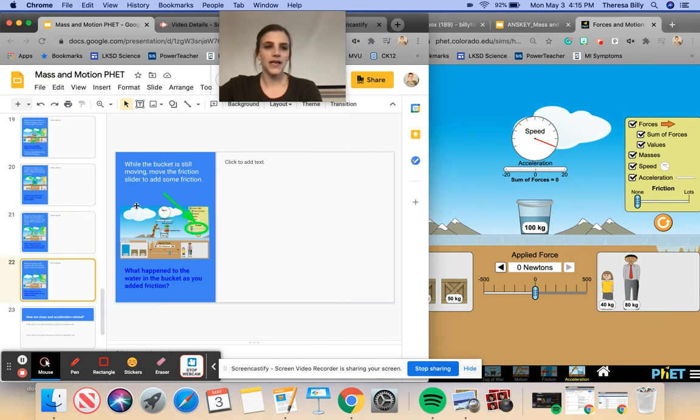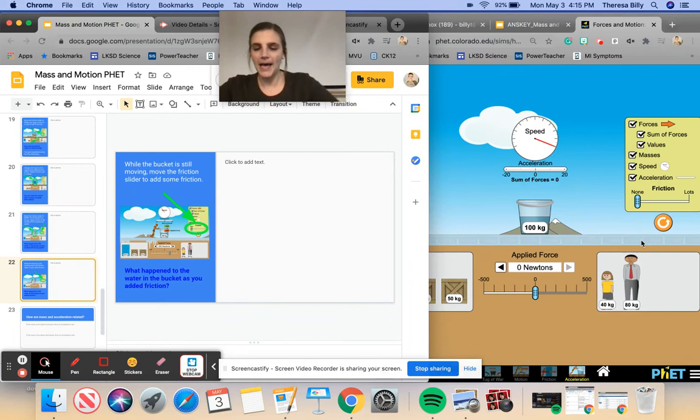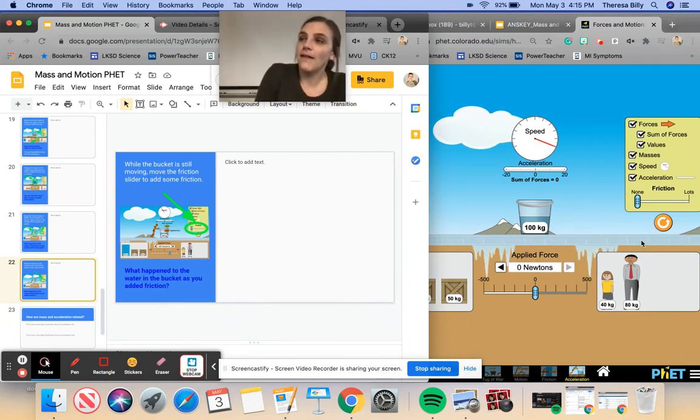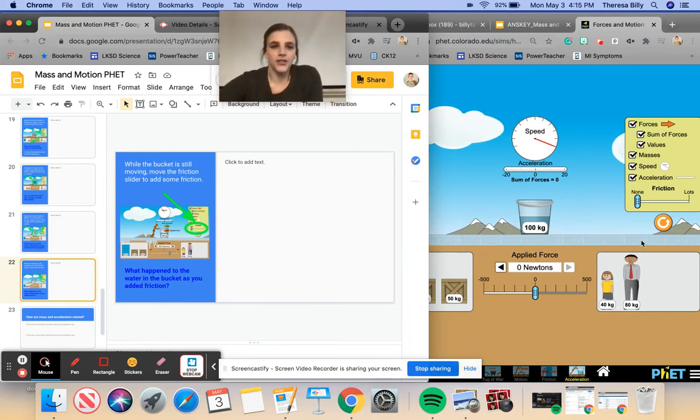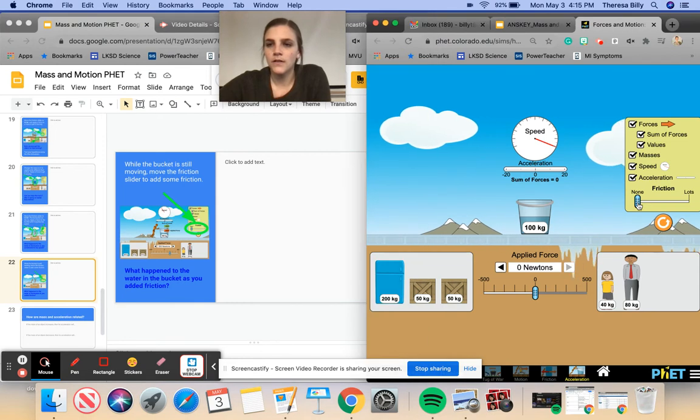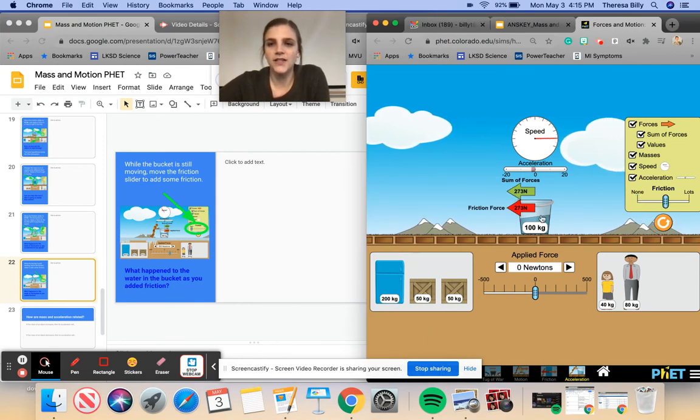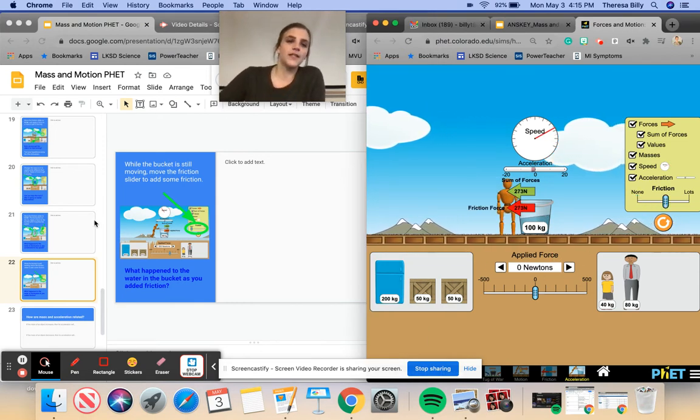In slide 22, while the bucket is still moving, add some friction and decide what happens to the level of water in the bucket when you add friction. So we add some friction here and notice the shift in the water. So that's what you were describing in slide 22.